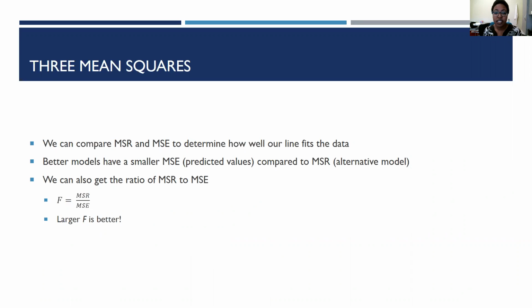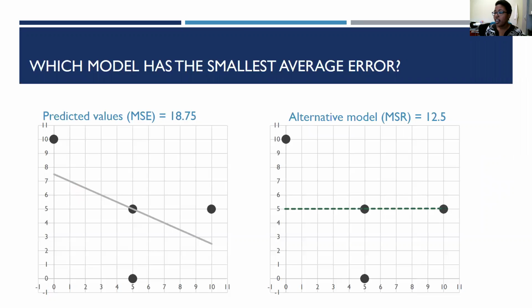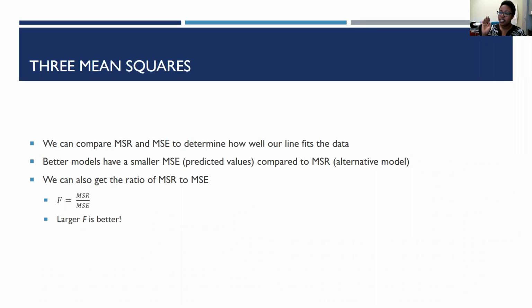All right, so summing up, basically, we're comparing the mean square regression and the mean square error to determine how well our line is fitting to the data. Better models are going to have a smaller MSE, which is the predicted values, compared to the MSR, which is the alternative model, that flat line. In this case, our MSR was smaller than our MSE, so that's not a good thing. We usually want the MSE to be smaller than the MSR.